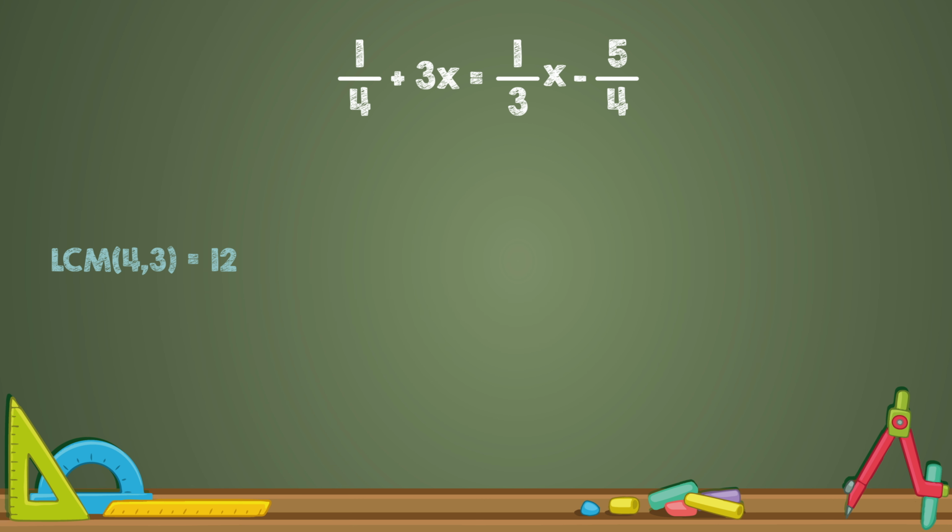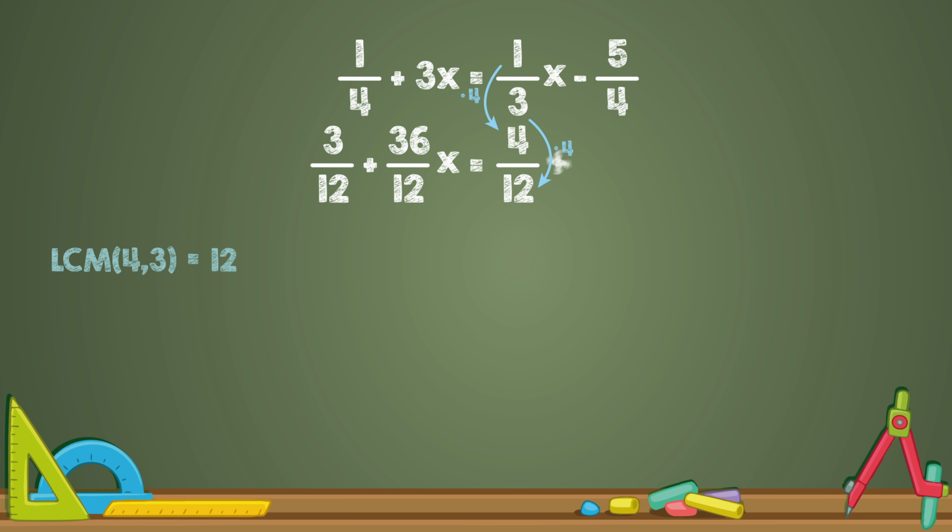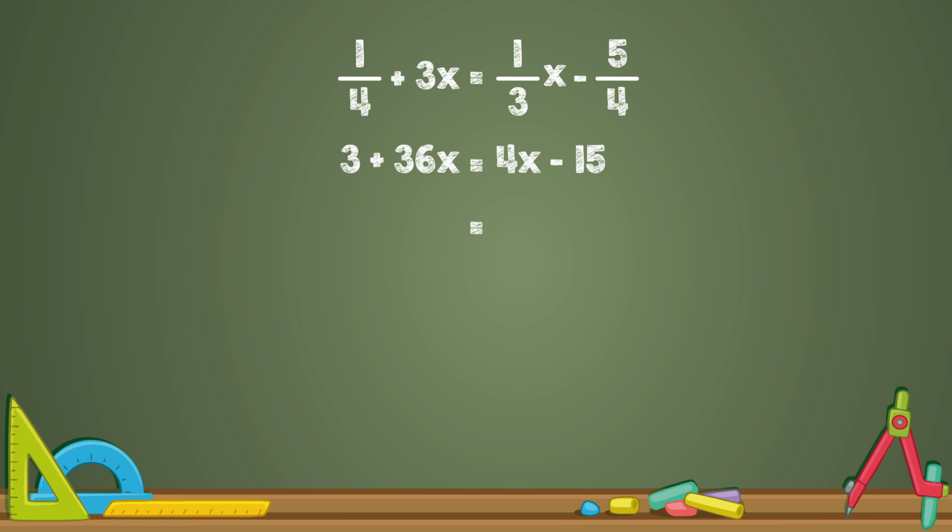Now we make all the terms from the exercise the same name with denominator 12. At 1/4 I multiply the numerator and denominator by 3, which gives 3/12. At 3x I multiply the numerator and denominator by 12, which gives 36/12. At 1/3 x I multiply the numerator and denominator by 4, which gives 4/12. At -5/4 I multiply the numerator and denominator by 3, which gives -15/12. I multiply the left-hand side and the right-hand side by the least common multiple, so that I may omit my denominators. Now we do the math.